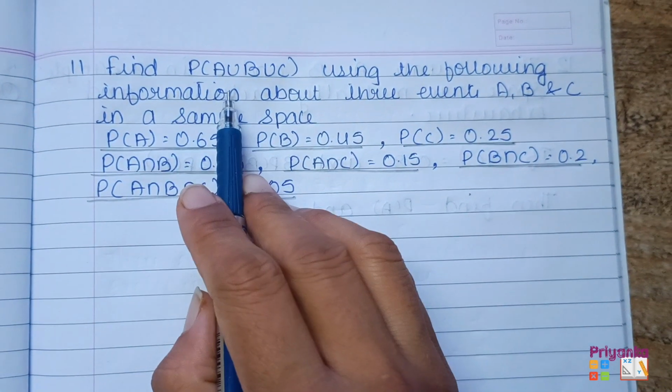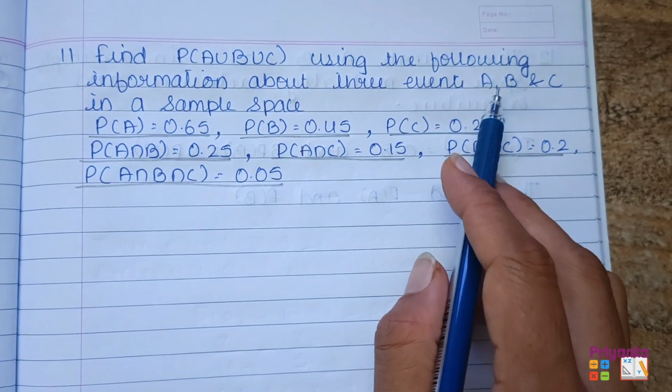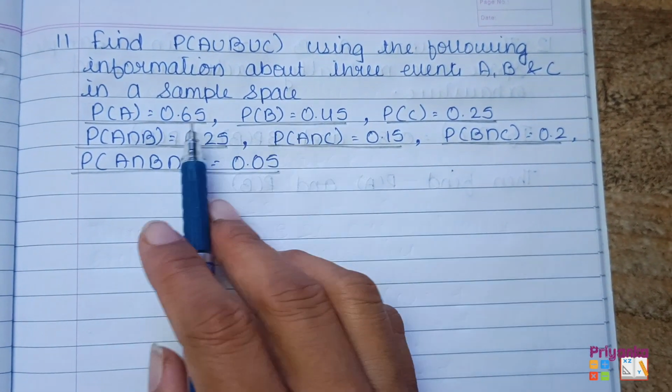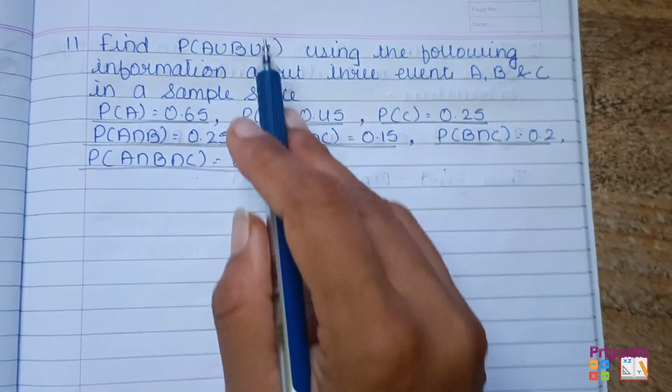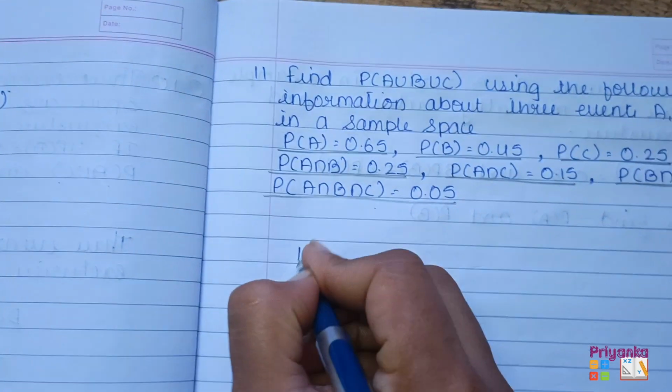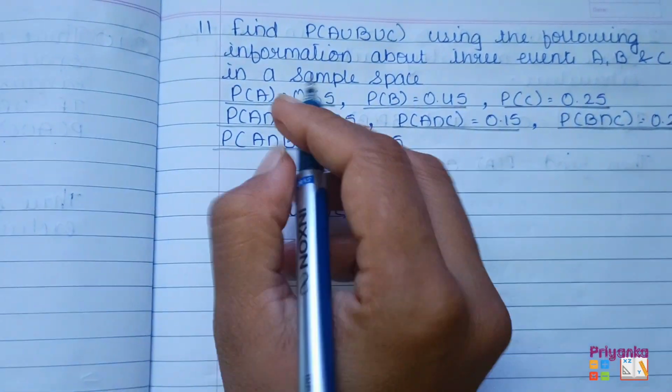Next, find A union B union C by using the following information about the 3 events A, B and C in a sample space, where all the information you can see is already given. You just have to apply the formula. So here the law of addition formula will be A union B union C. Hope you remember. हम कैसे करते थे?